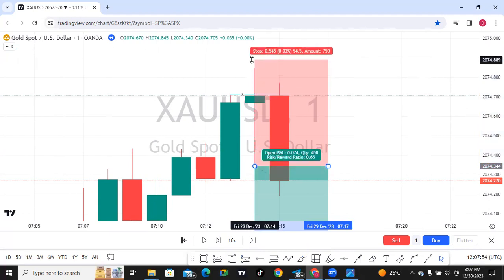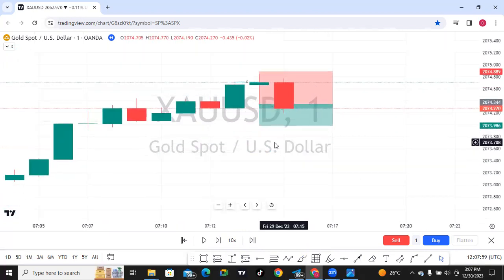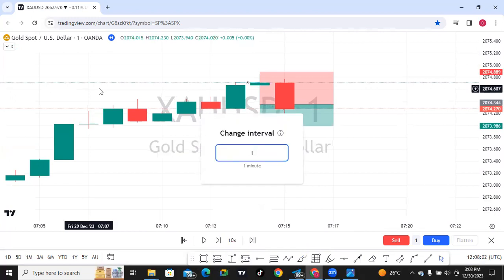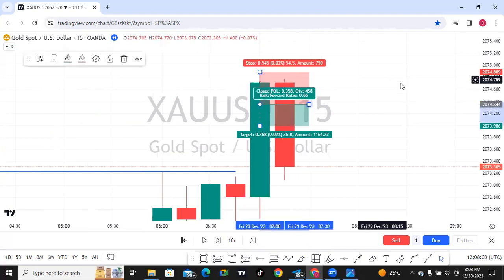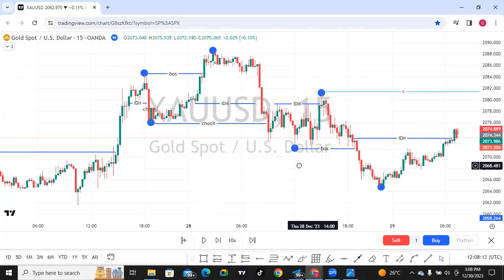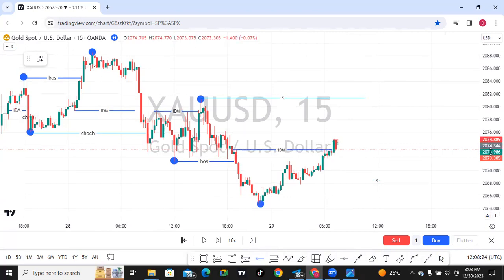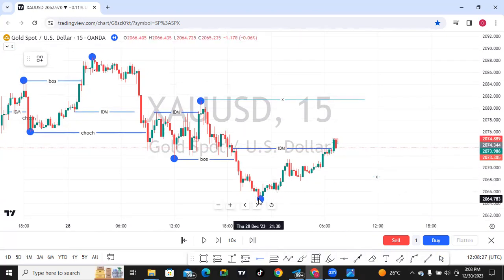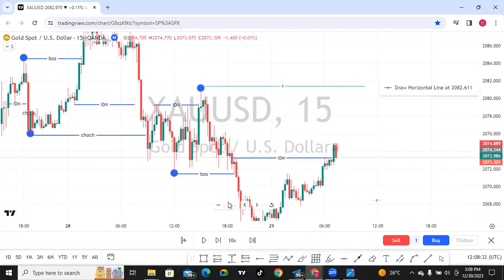My stop loss is just going to be above it. And where am I targeting? I'm targeting the 15 minutes low. We go to the high time frame, the 15 minutes. This is our first entry. So let's see where's the 15 minutes low. Here. This is the low I'm going to target.